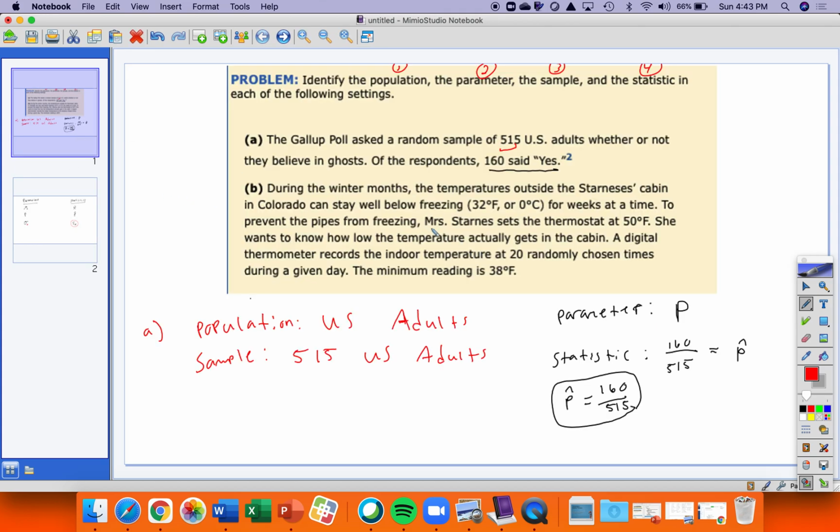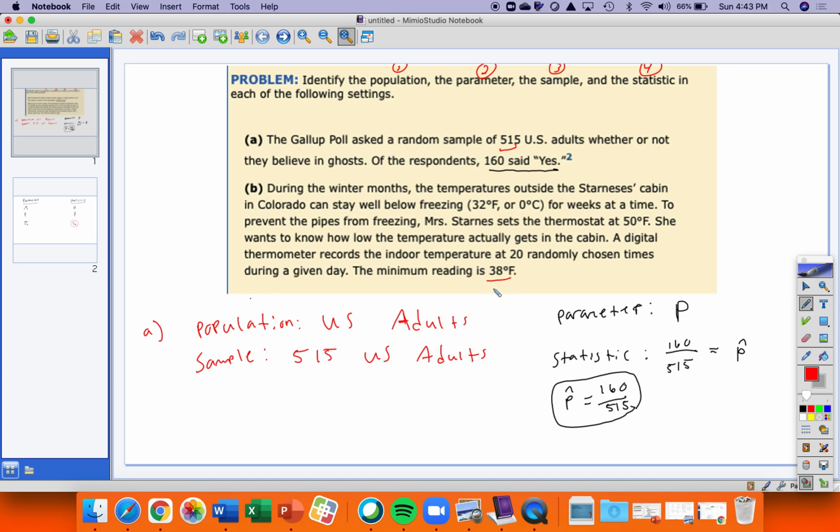Okay. Now let's look at our last example. During the winter months, the temperatures outside of the Starnes' cabin in Colorado can stay well below freezing for weeks at a time. To prevent the pipes from freezing, Mr. Starnes sets the thermostat at 50 degrees Fahrenheit. She wants to know how low the temperature actually gets in the cabin. A digital thermometer records the indoor temperature at 20 randomly chosen times during a day. The minimum reading is 38 degrees.